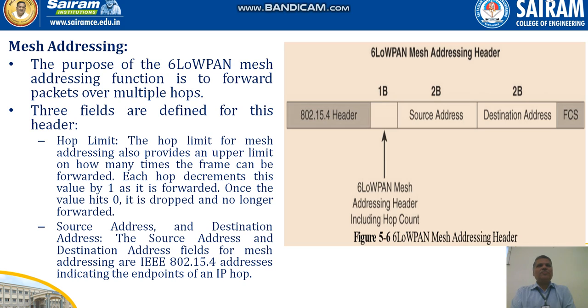The purpose of the 6LoWPAN mesh addressing function is to forward packets over multiple hops. Three fields are defined for this purpose. First is the hop limit, which provides an upper limit on how many times the frame can be forwarded. Each hop decrements this value by 1 as it is forwarded. Once the value hits 0, it is dropped and no longer forwarded. The source and destination address fields shown in the figure give the endpoints of an IP hop.